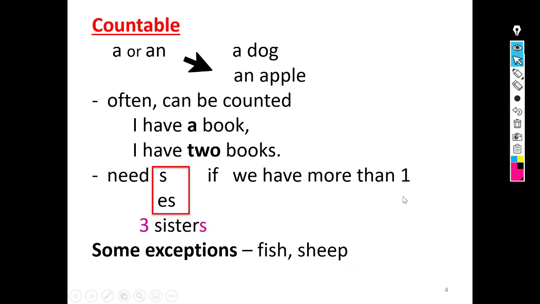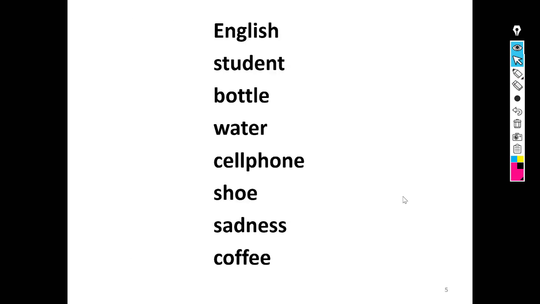Okay, let's look at the other page. Thank you for your waiting. Okay, I have got some nouns here, and I want to talk about which one is an uncountable noun and which one is a countable noun. So let's start to practice.